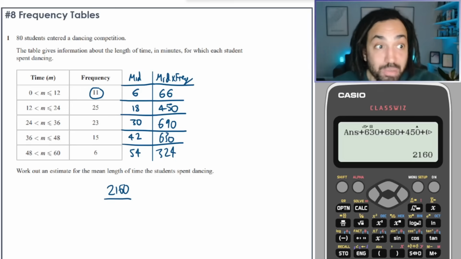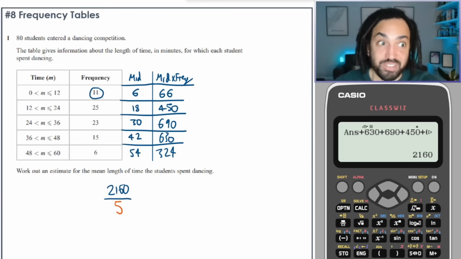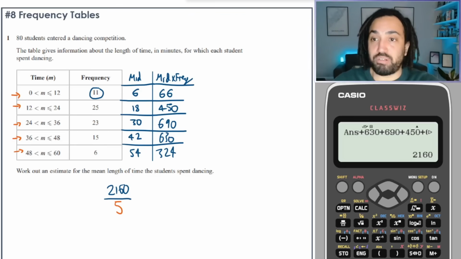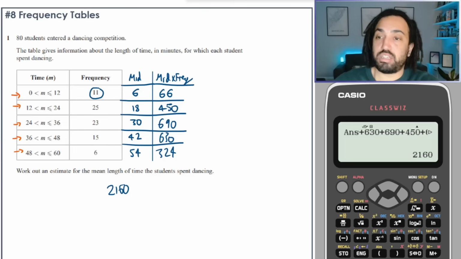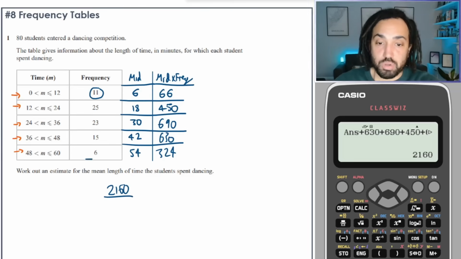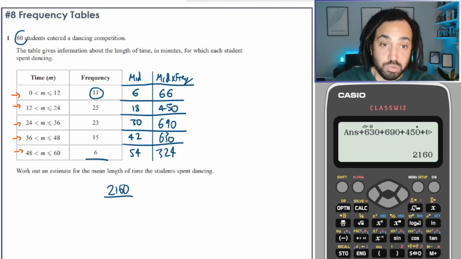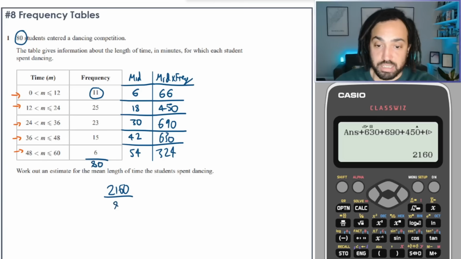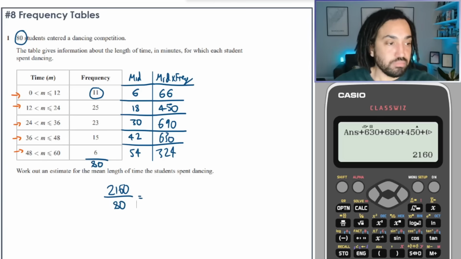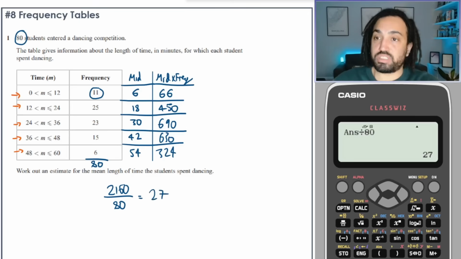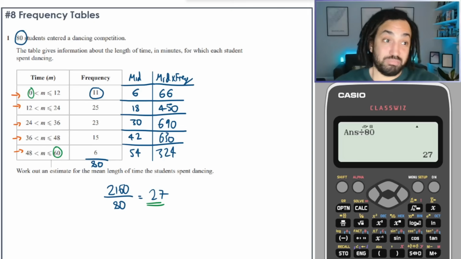Now, most people make a mistake by writing 5 here. They divide by 5. Oh gosh, no, that's a bad idea. They think there's 5 rows, so that must be how many people there are. That is not the case. The number of people is the total of the frequency, which in fact we're already told is going to equal 80. So we divide through by 80. So we divide by 80 and we get 27. We do a little sense check. Does that seem about right? Well, it's certainly within the range of 0 to 60. It's about halfway. Sounds good to me.